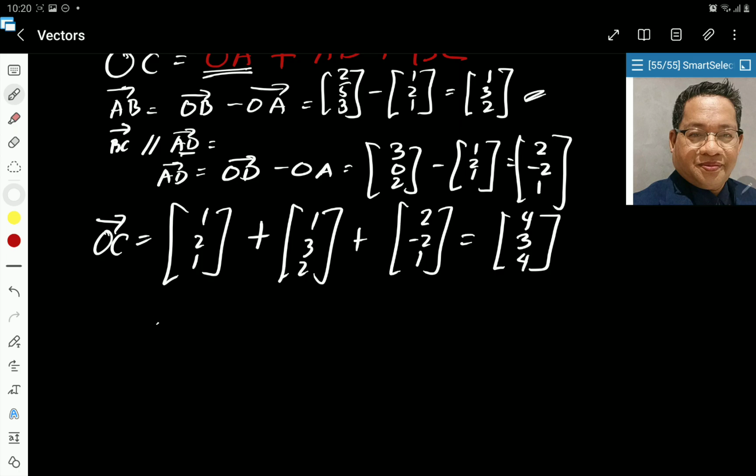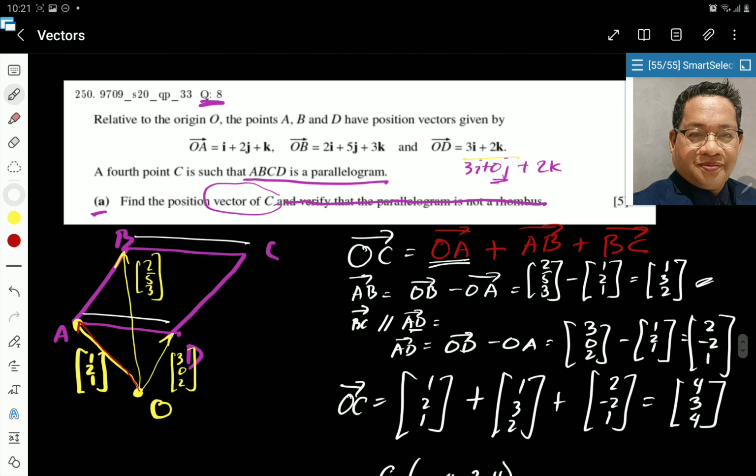So the vector OC is 4, 3, 4, and the coordinates of C are 4, 3, 4. Okay? So hopefully that is clear.